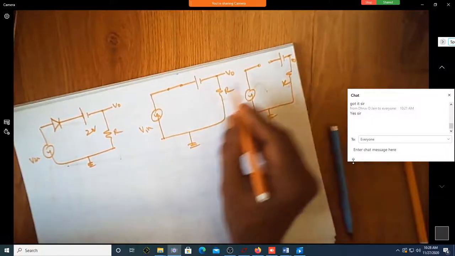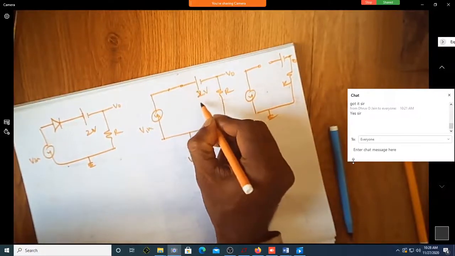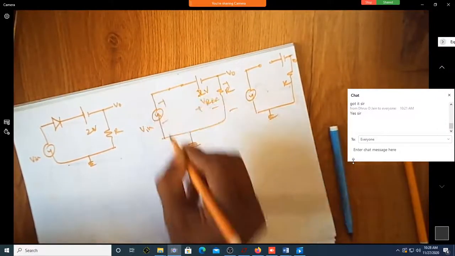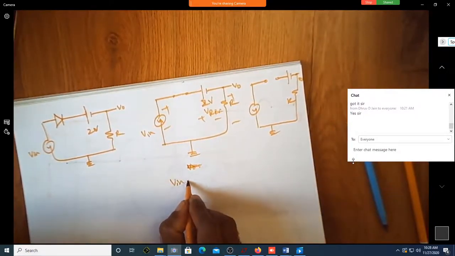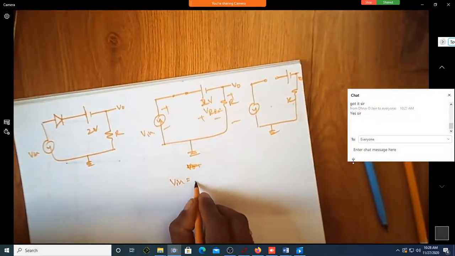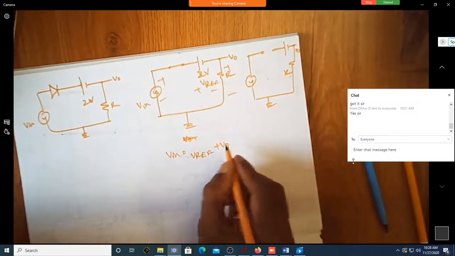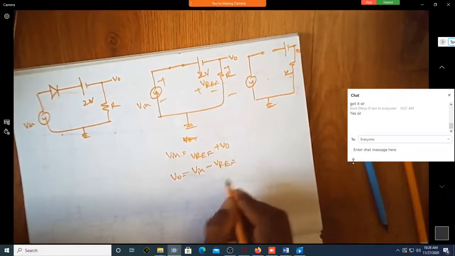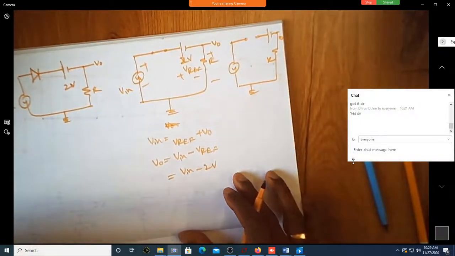What is the output now? Before you know the output, shall I write it as 2 volt here, or let me write it as V reference? This is plus minus, this is minus plus. Am I correct? Now, can I write the KVL now? Suppose if you write the loop, V in is equal to V reference plus V naught. What is V naught then? Is it not V in minus V reference? Or is it now V in minus 2 volt because your V reference is 2? Correct? How about V naught here?